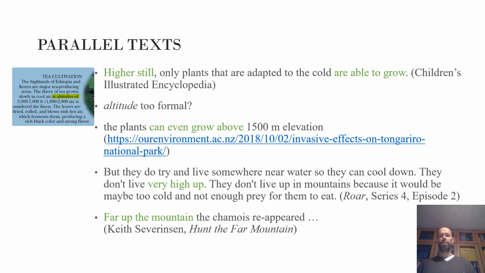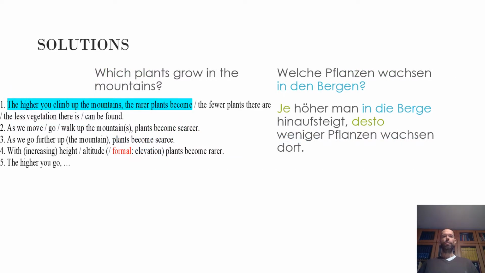This is about mountains, and "very high up" is used on its own as a kind of substitute preposition, traditionally called, of course, an adverbial. And we can also use "far up the mountain." There's another example here taken from another text. So this will give us the following translation, which I'll take you through sentence by sentence now.